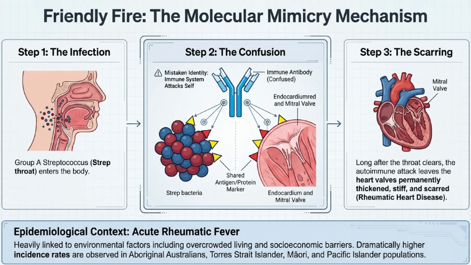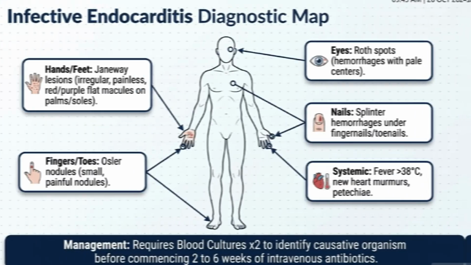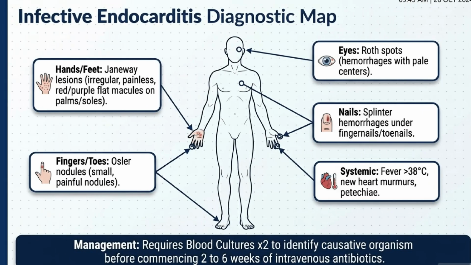The long-term result of this autoimmune attack is rheumatic heart disease, meaning permanent scarring, thickening, and stiffening of the heart valves. And once those valves are scarred and roughened, they become the perfect jagged breeding ground for the next issue, right? Infective endocarditis. Exactly. Endocarditis is a direct infection of the inner lining of the heart and the valves themselves.